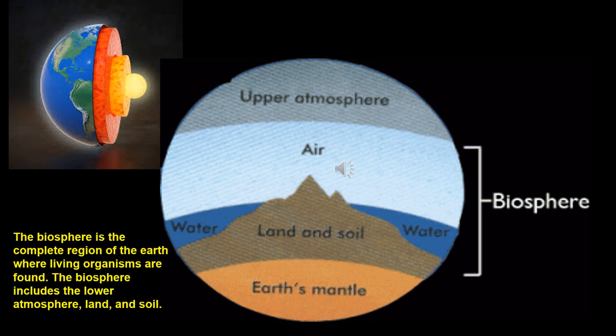Let's start with the largest scale category of regions of the world, and that would be the biosphere. It's all the areas throughout Earth where living organisms are found. It includes the lower atmosphere, the air, the land and soil, and water, including marine habitats and freshwater, and that's about it. It doesn't include the Earth's mantle. Nothing lives down there, except maybe some scary dragons that can handle the lava, but not really, of course. So it's just that area that's designated by that diagram. That's the biosphere.